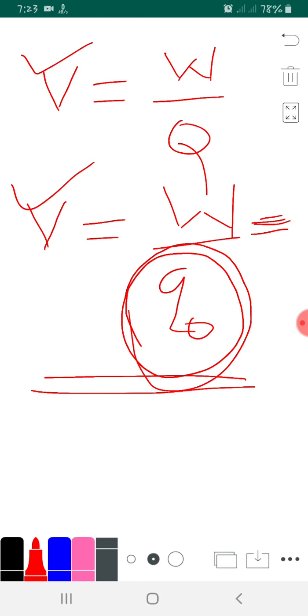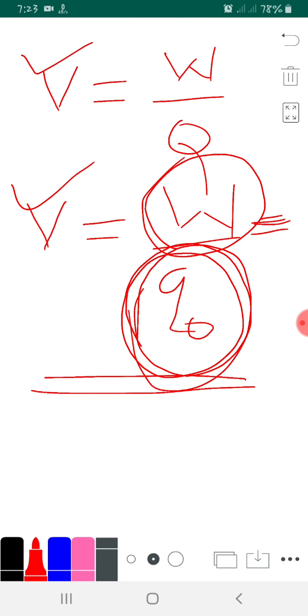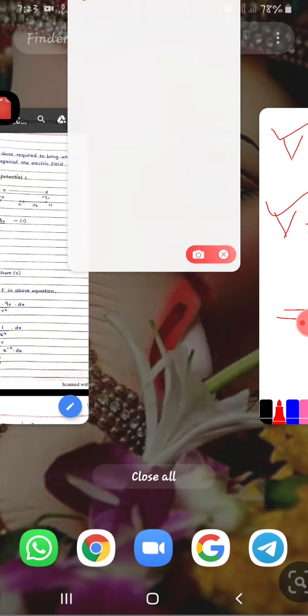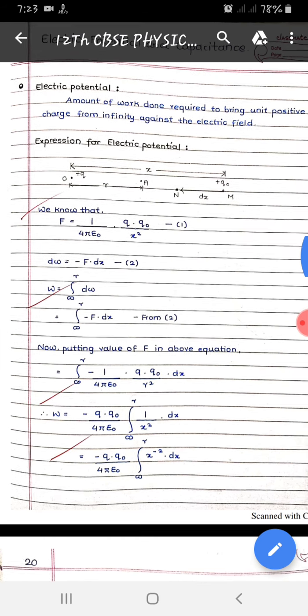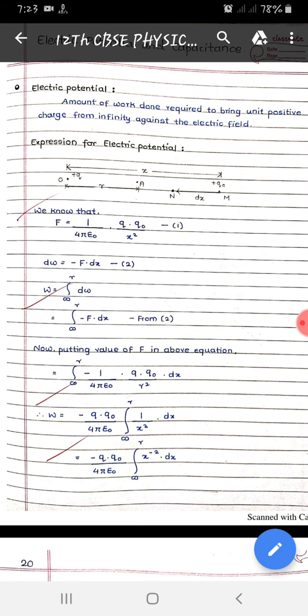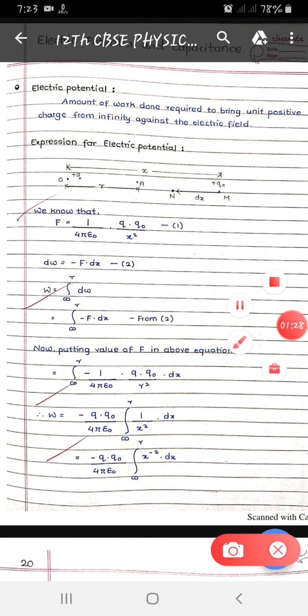Electric potential is nothing but the amount of work done required to bring the unit positive charge from infinity against the electric field. So this is the definition of electric potential. Now we'll see the expression for electric potential.